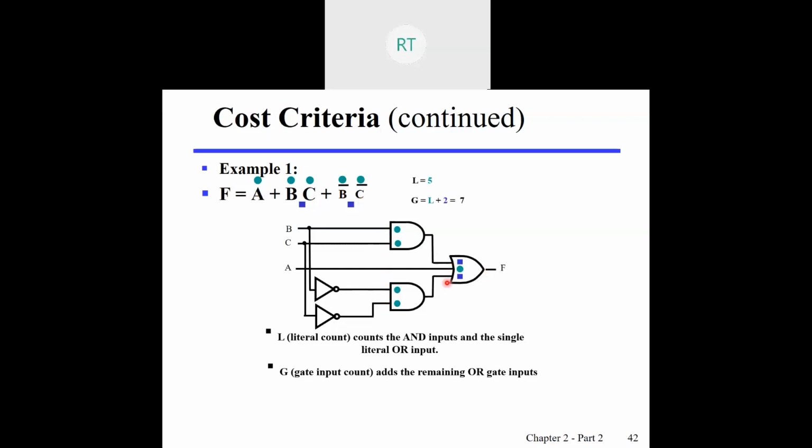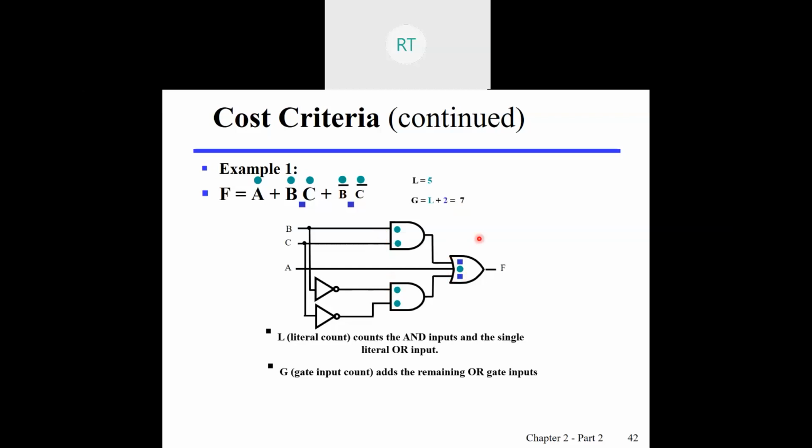Is G clear? What am I really counting? I am counting the gate input. So I have this gate. How many inputs does it have? 1, 2. This is another gate, 1, 2. And this is a third gate, 1, 2, 3. So 2 plus 2 plus 3 will give me 7. Clear?